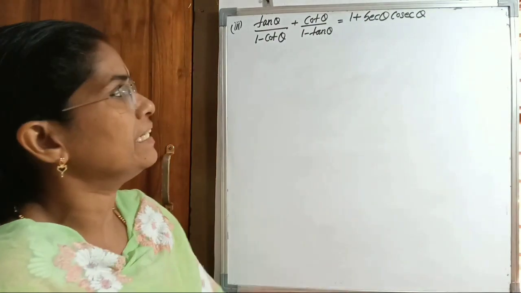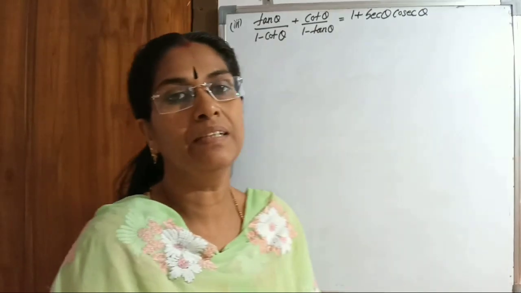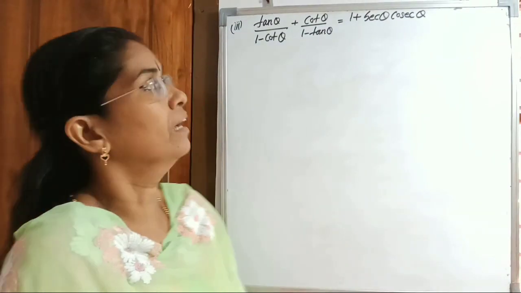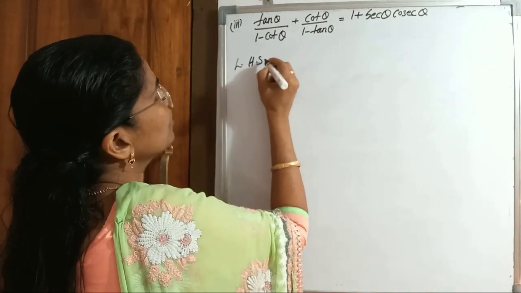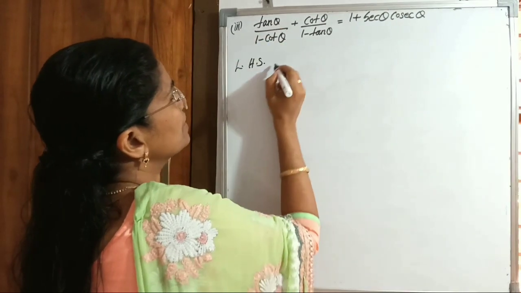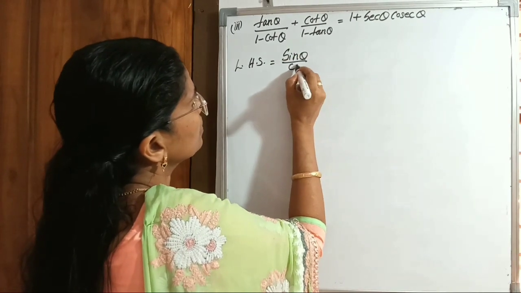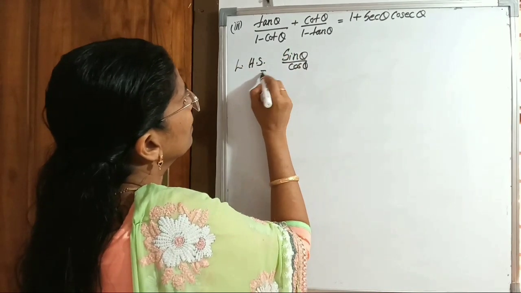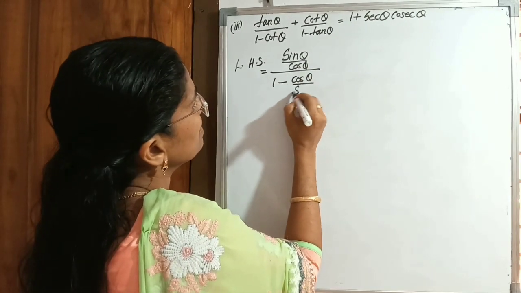For this, one hint is given in your textbook. All the terms you have to convert in terms of sin theta and cos theta. So first we can change tan theta in terms of sin theta and cos theta. So the left side we are taking: what is tan theta? That is sin theta by cos theta, whole divided by 1 minus cos theta divided by sin theta.